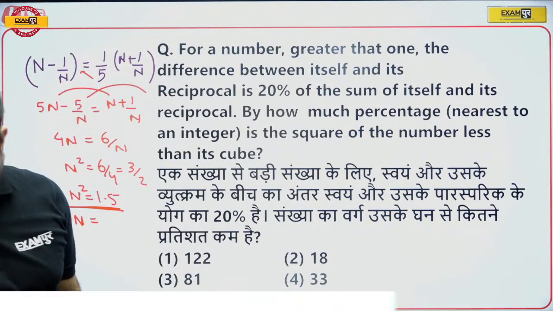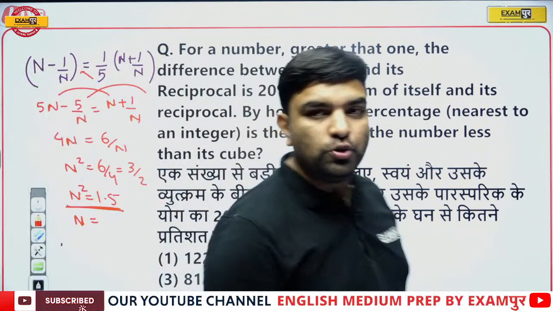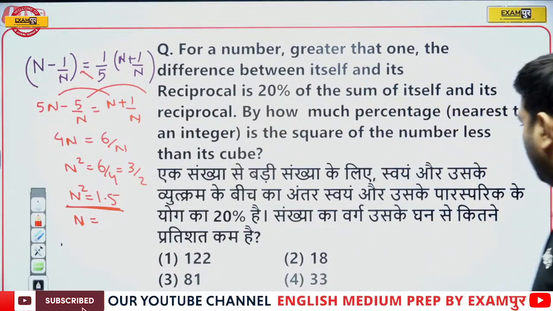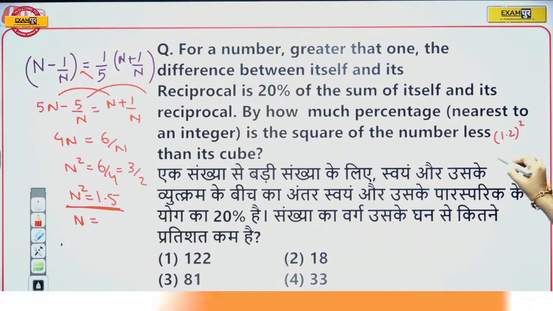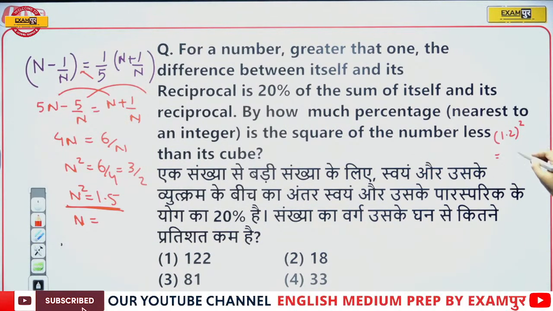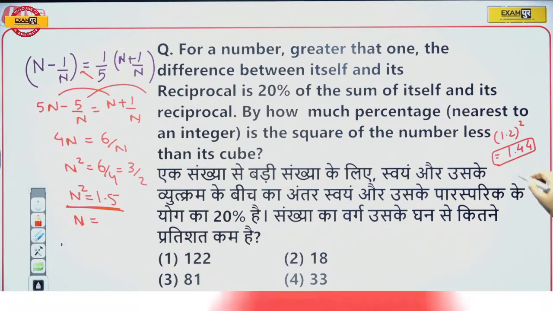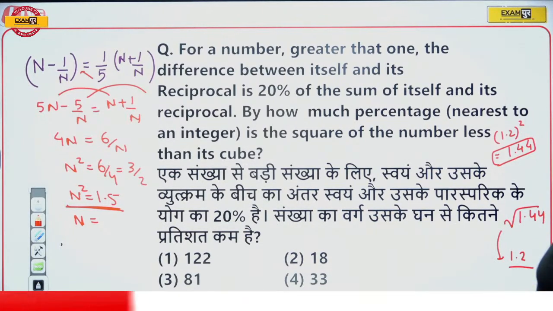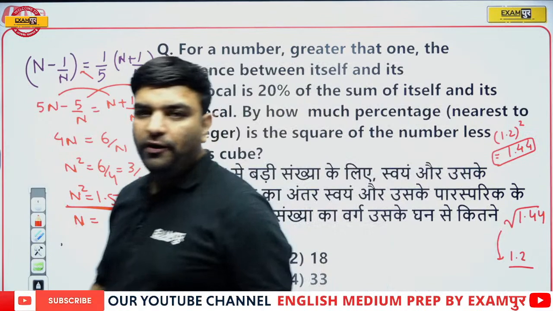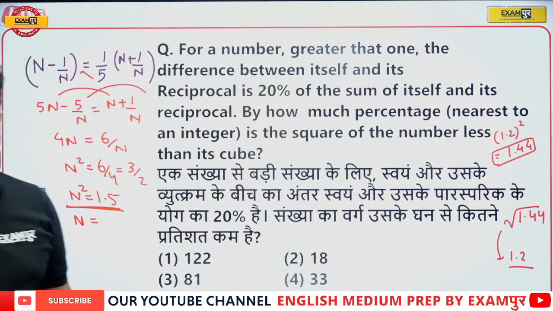Any prediction can come from your side? That is a very crucial part. Have you seen 1.2? What is 1.2 ka square? 12 ka square is 144, 2 decimal, 1.44. So basically the square root of 1.44 is 1.2.